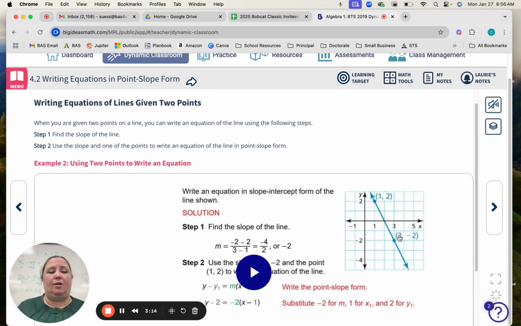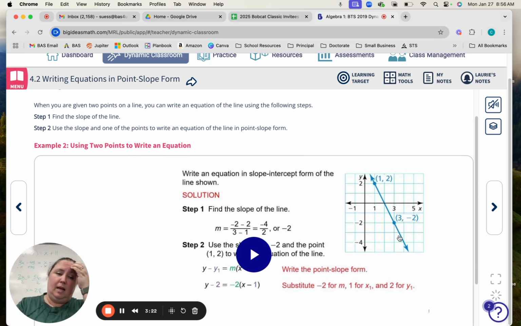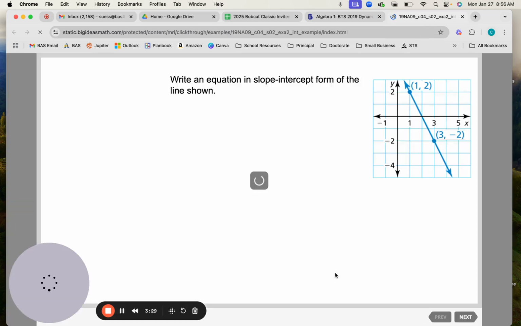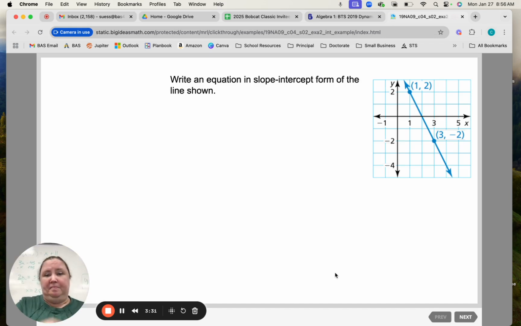All right, so now we're going to write equations of the lines given 2 points. So we have to find the slope, and then we use one of those 2 points in our point slope form. So example 2 in your journals. So we have 2 points. How do we find the slope? y2 minus y1 over x2 minus x1. Does it really matter which point? No. So let's write it.